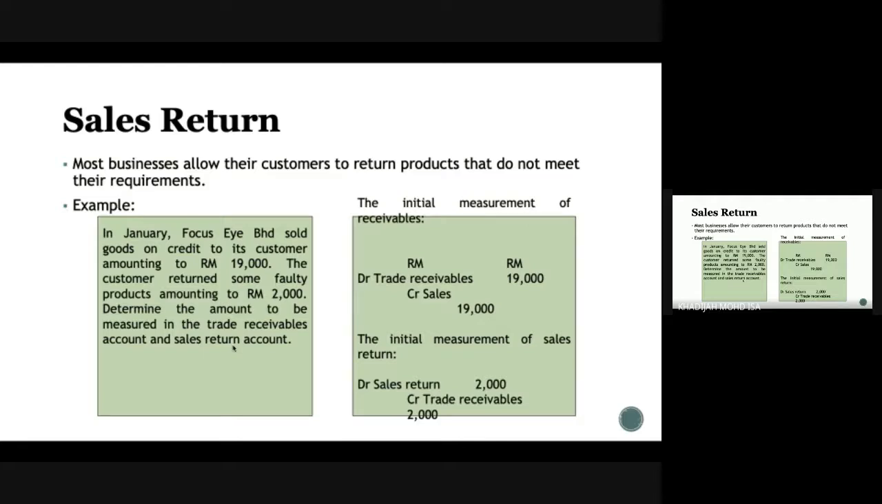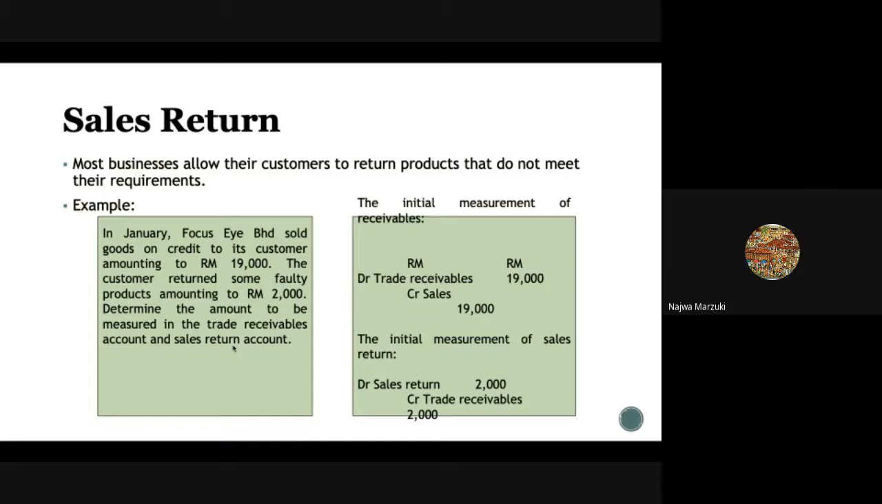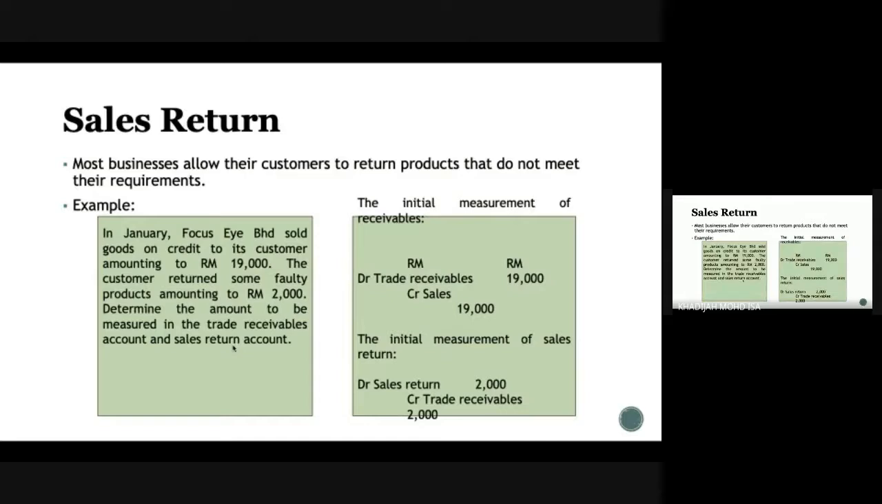So when you have a sales return, initially you have to record sales of 19,000. So you debit your trade receivable and credit your sales of 19,000. But later, when there's a return, you are going to debit sales return. Sales return is a contra account. Contra account means that sales return is a contra to which account? Receivable? No. Sales return is a contra to the sales account.